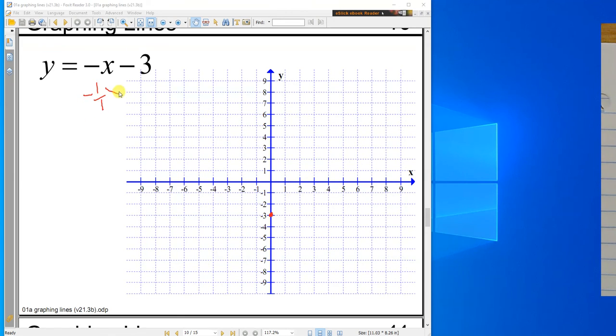It's -1 over 1, x minus 3. He wants to go down 1 over 1, down 1 over 1, down 1 over 1, which is going to give us a line that looks like that, or something similar to that. Boom.